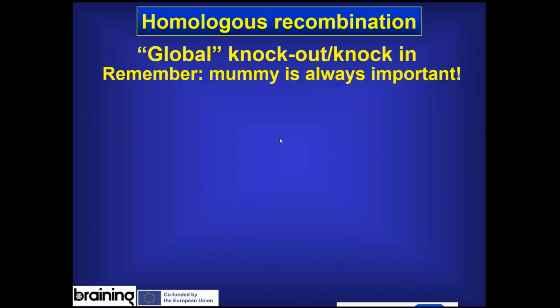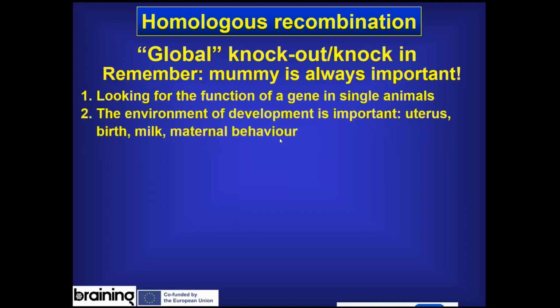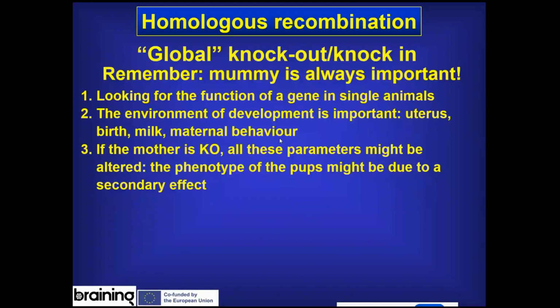But of course, you have to remember that the mum is always important, also in science, because you are looking for the function of a gene in a single animal, and the environment of development is very important. You have the uterus, the birth, the milk, the maternal behavior. If the mother is knocked out, all these parameters might be altered. And often some people who were doing selected breeding, breeding wild-type mice and breeding knockout mice, were finding phenotypes in pups that might be due to a secondary effect.